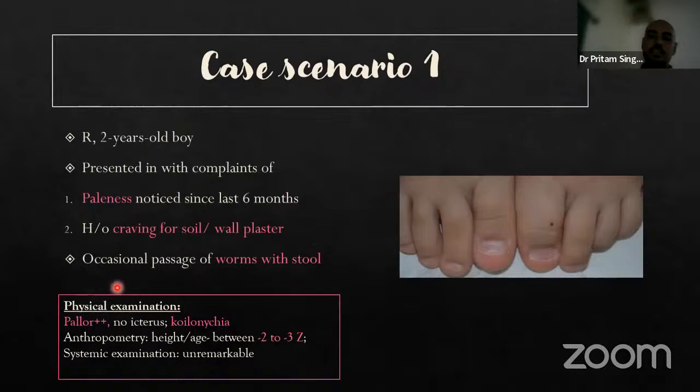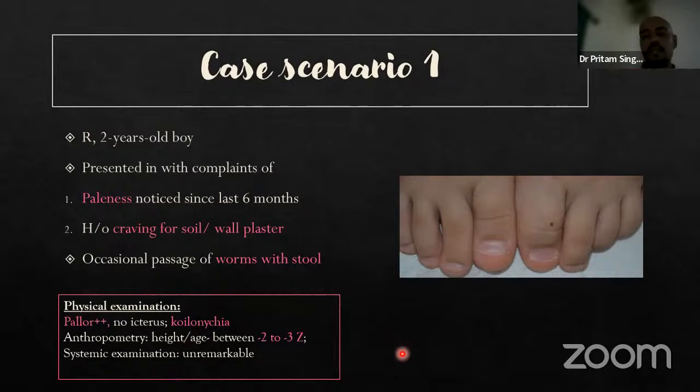On physical examination, you found the child to have moderate pallor. There was no icterus. There was koilonychia, which is nothing but concavity or the spoon-shaped appearance of the nails, like this. Anthropometry showed a moderate degree of wasting and stunting. Systemic examination was otherwise unremarkable. So quickly, can some resident volunteer to say what would be the most likely clinical diagnosis at this juncture?